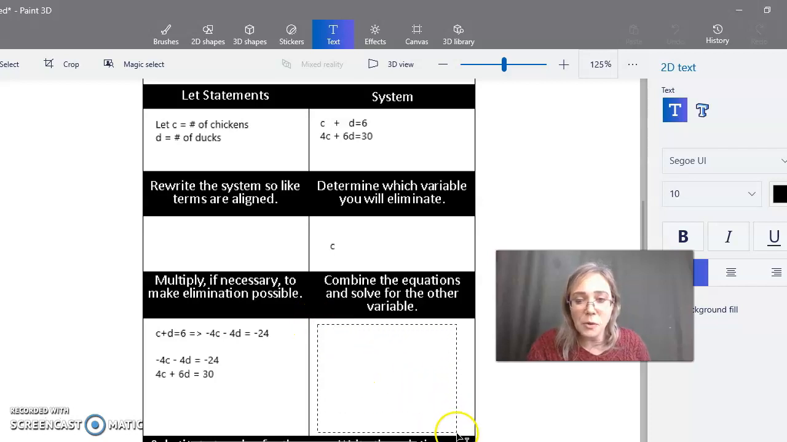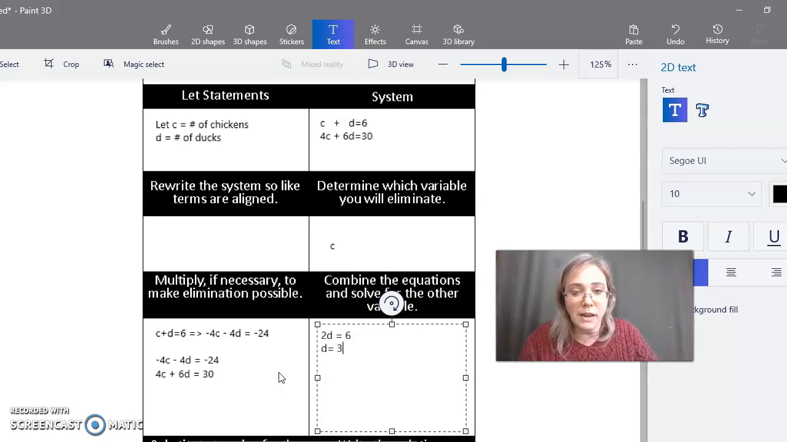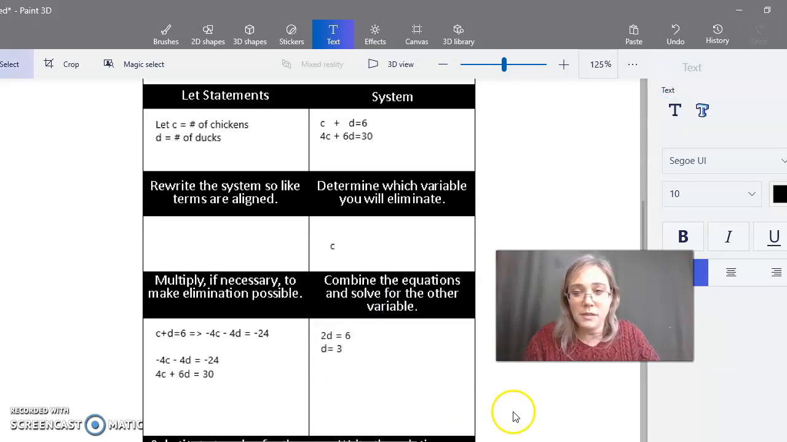When I add those 2 equations, what do I get? 4C and negative 4C eliminate each other. That's why we call this the method of elimination. So I don't have to write anything. 6D minus 4D is 2D, and 30 minus 24 is 6. So what's D? Well, if we divide both sides, we get D equals 3 ducks.